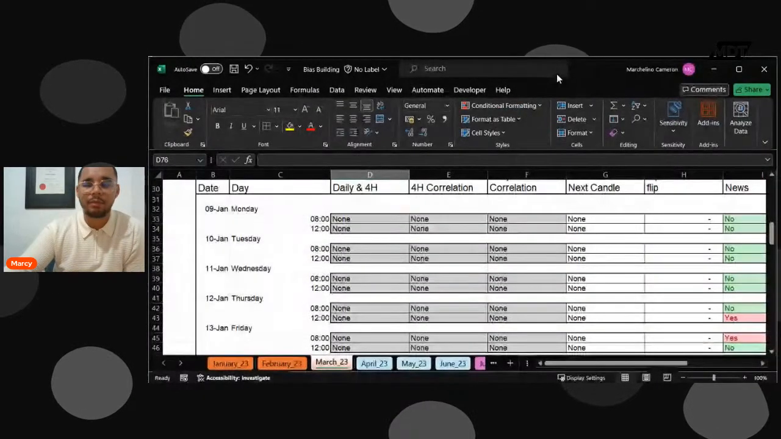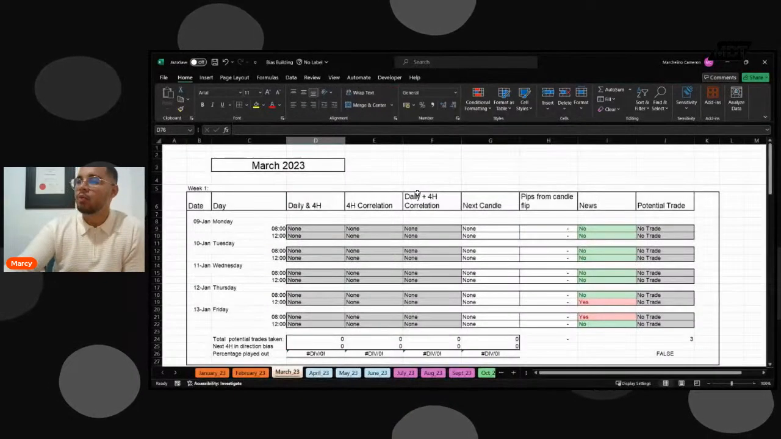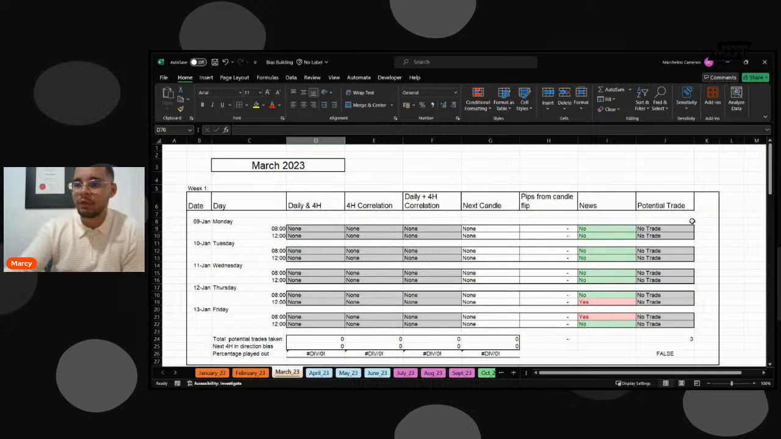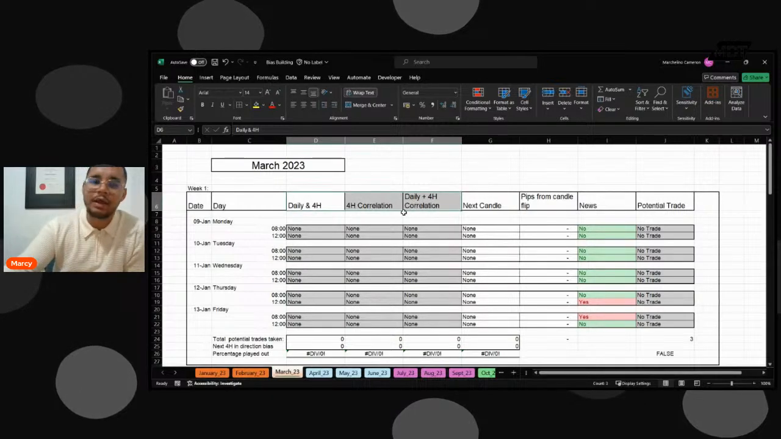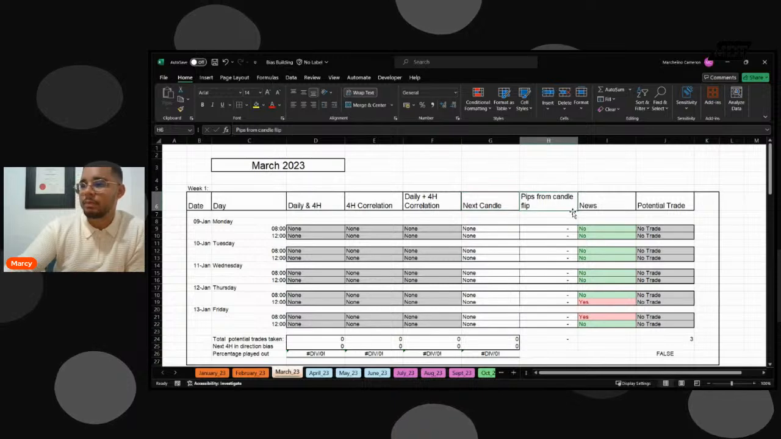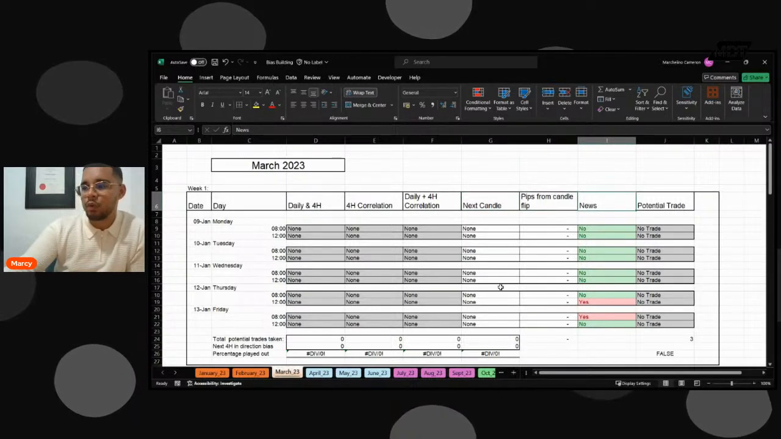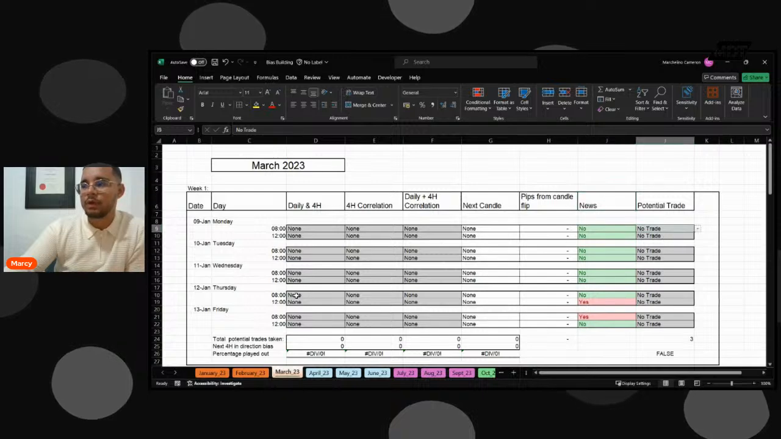So I'm going to move this Excel sheet over, and what we're basically going to be looking at is the directional bias, as I mentioned. The next candle, we're going to be looking at the pips from the candle flip. If there's news on a particular day, we won't be trading, so it's automatically going to become a no trade.